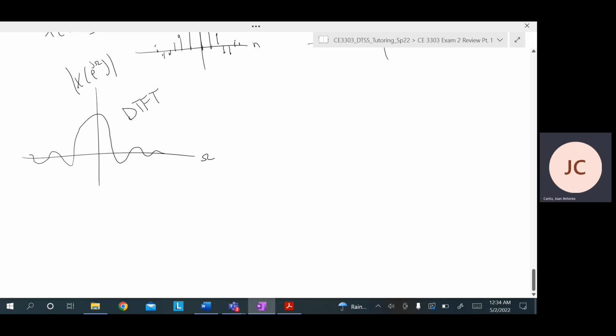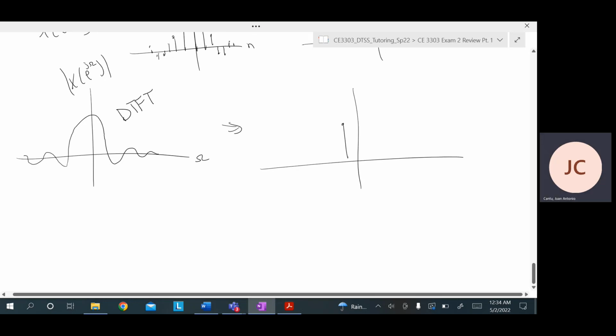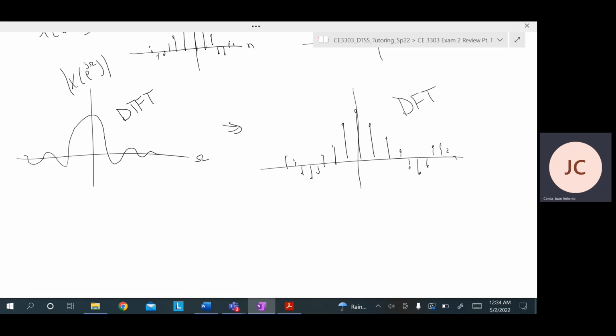What I want to do is make this DTFT into a discrete signal. So the way I do that is I simply sample it. So this is now the DFT. The main thing you just got to realize about the DFT is that it's simply a sampled version of the DTFT.